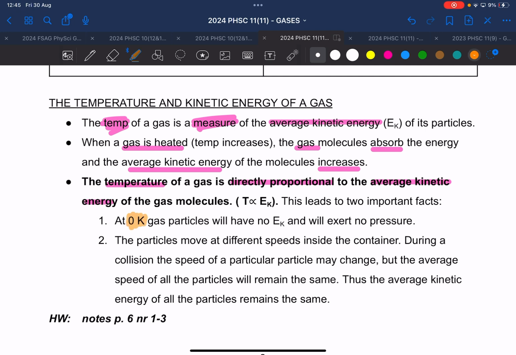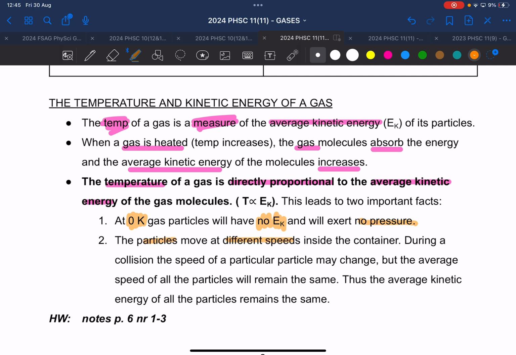At 0 Kelvin, at that coldest known temperature, the particles have no kinetic energy. So they're not even vibrating on the spot. They are basically standing still. And then there will be no pressure, because they won't collide against each other or bump or anything like that. There's no pressure.